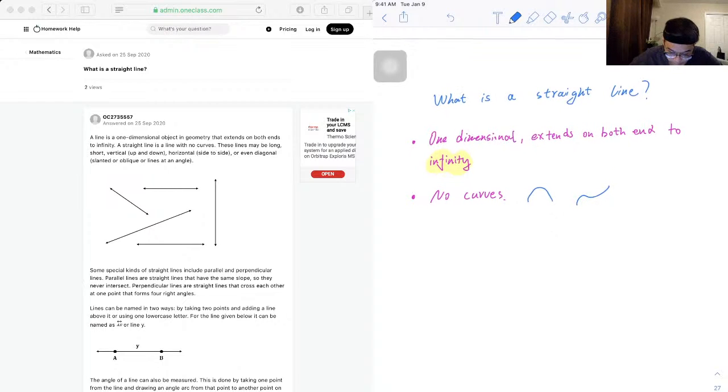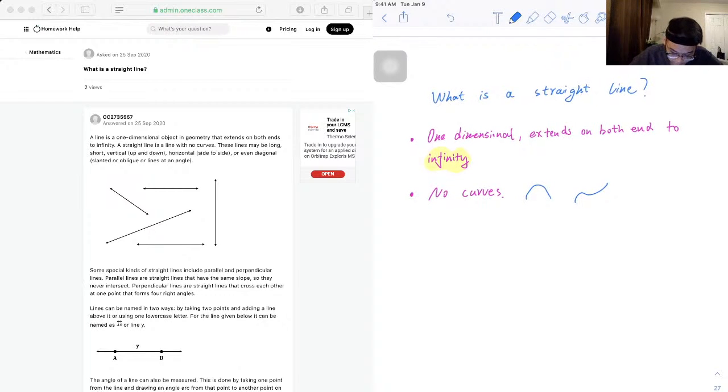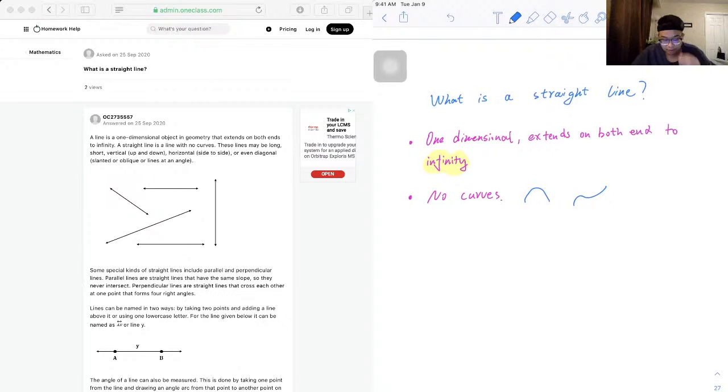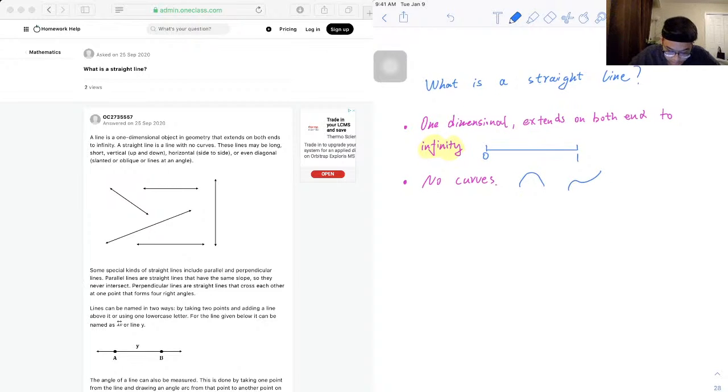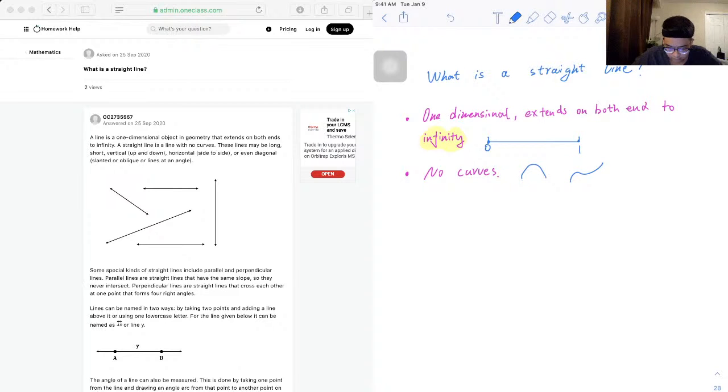And for the one-dimensional, extend on both ends to infinity, if we got a line like this, let's say 0 and 1, this is not a straight line either. It stopped at 0 and stopped at 1, so it's not extending both ends to infinity. So this part is sort of like a counterexample.